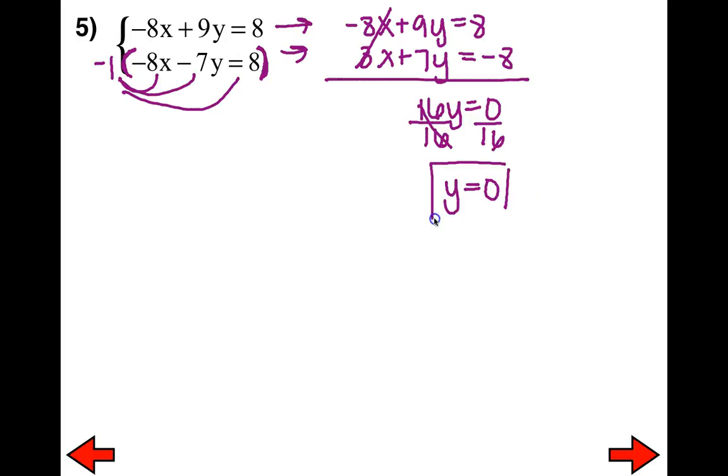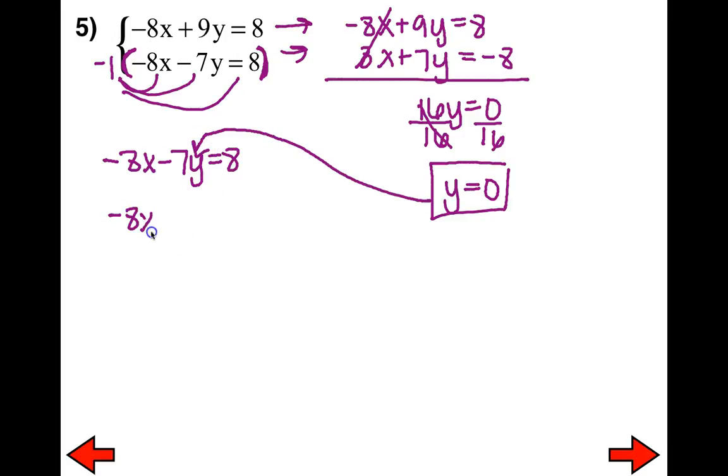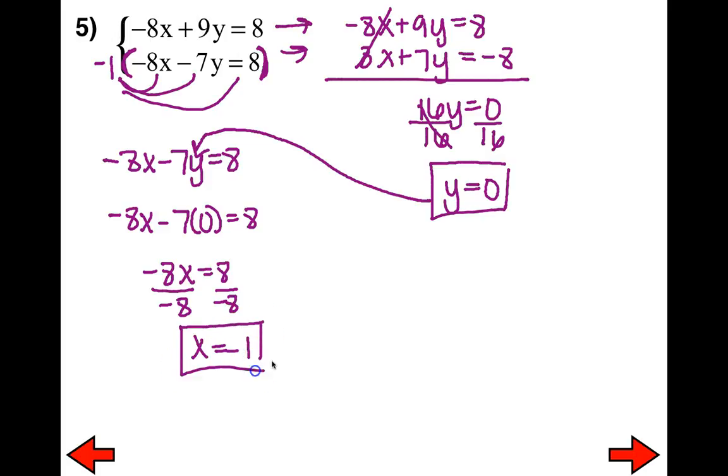Now that I know what y is, I'm going to go ahead and substitute it into one of the original equations. So let's use the second one, negative 8x minus 7y equals 8. I'm going to take 0 for y and substitute in for y. So we have negative 8x minus 7 times 0 equals 8. So here we have negative 8x equals 8. Divide both sides by negative 8. And I'm left with x equals negative 1. So here I'm going to say that I think the answer is negative 1 comma 0.